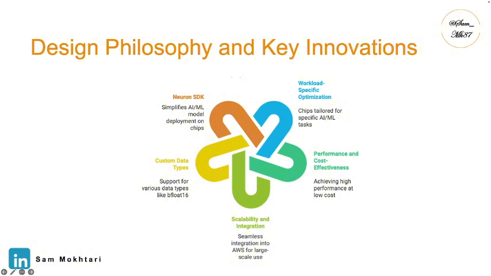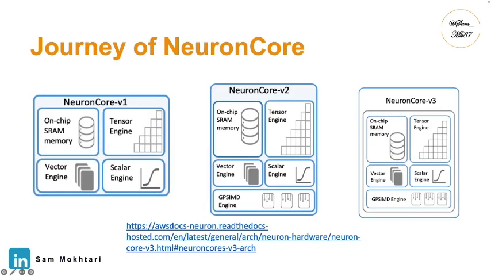AWS also understands that ease of use is crucial for the widespread adoption of these technologies. The Neuron SDK plays a vital role in making Trainium and Inferentia accessible to a broad audience of developers. This SDK provides the necessary tools and libraries to compile and run AI/ML models developed using popular frameworks such as PyTorch and TensorFlow on these custom chips. This seamless integration minimizes the effort required for developers to leverage the power of Trainium and Inferentia, allowing them to focus on building and deploying their AI/ML solutions.